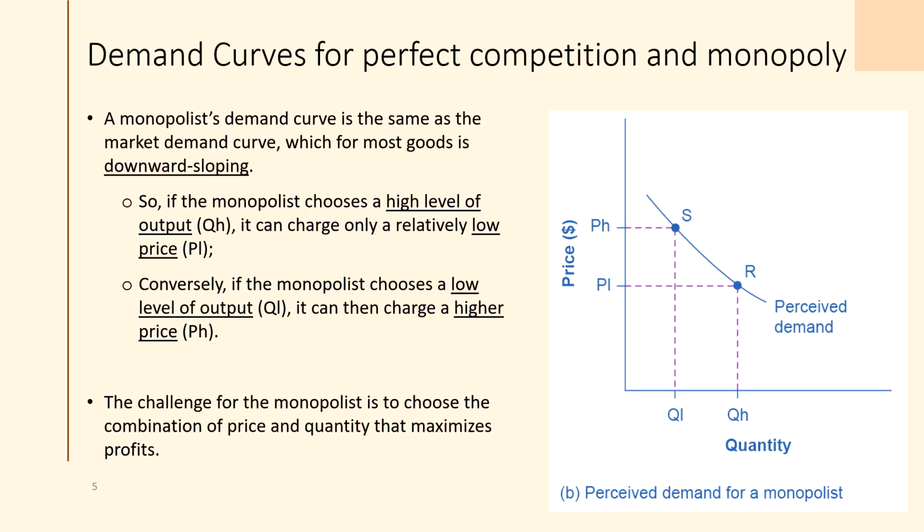Now compare that with monopoly. A monopoly faces the entire market demand curve, which is usually downward sloping. This means if the monopolist wants to sell a higher quantity, such as QH, it must lower the price to PL. If the monopolist wants to charge a higher price PH, then consumers will buy only a smaller quantity QL. So the monopolist faces a trade-off between price and quantity.